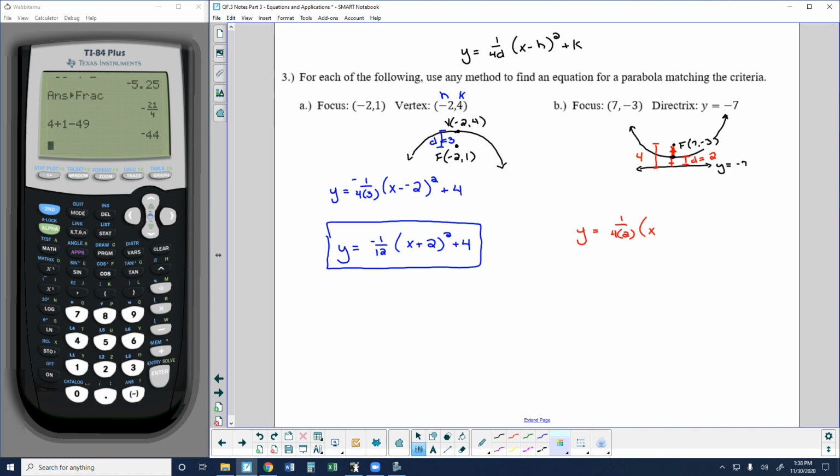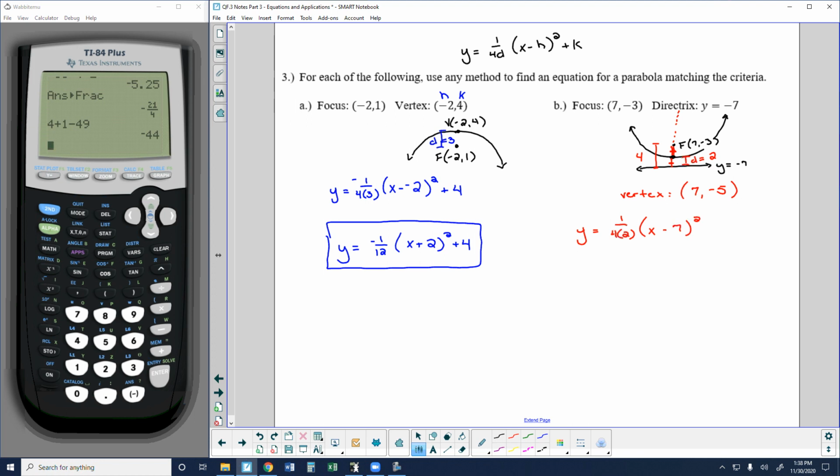Now, what I don't know is my vertex point here. But let's go back to things that we do know. We do know that the vertex lies on the axis of symmetry. So the vertex and the focus both lie on the same axis of symmetry, which is going to have an x value of 7. That x value is given to us in the focus. The y value we can find by using our distance d. It gives us the distance from focus to vertex or from directrix to vertex. So the vertex has to be 2 units above the directrix and also 2 units below the focus. So it's going to be at 7, -5.